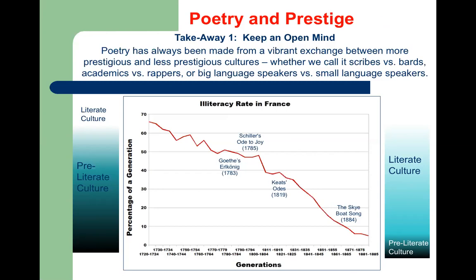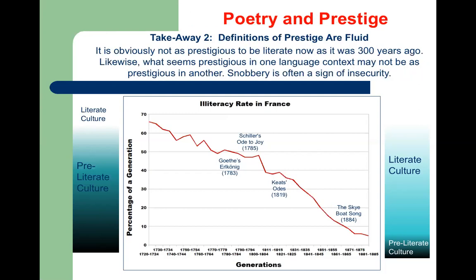So there's always been this exchange. So it's really good to keep an open mind about poetry. Okay, the second is that definitions of prestige are fluid. So if you had been a literate person a couple hundred years ago, that would have counted a lot higher on your resume than it does today, where everyone is literate. And what seems prestigious in one context may not be in another, or may be completely unknown in another. So snobbery is usually a sign of insecurity. It's best not to be a snob. Keep your definitions open, but also keep your standards high.